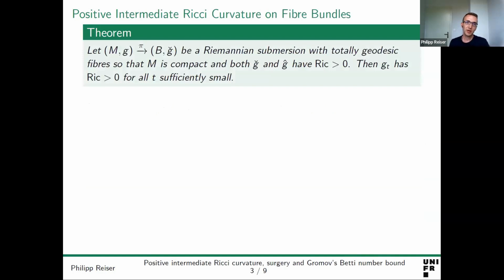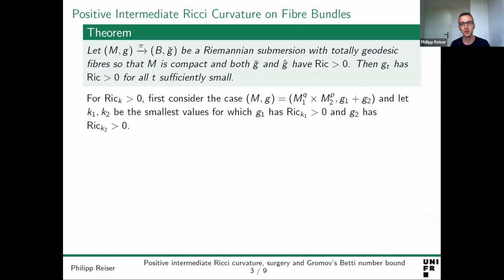And to get an idea what we could expect for a positive intermediate Ricci curvature, let's consider first a very simple case, namely that we have a Riemannian product. So M is the product of M1 and M2, and the metric is also a product. Then we easily get a Riemannian submersion just by projecting onto one of the two factors. Then we fix the smallest values for which we have Ricci k1 positive on g1 and Ricci k2 positive on g2. Now the question is, for what k do we have Ricci k positive on M?